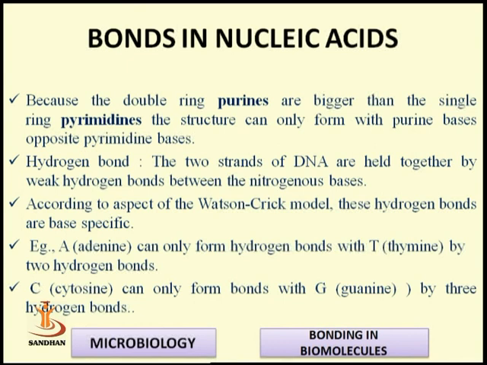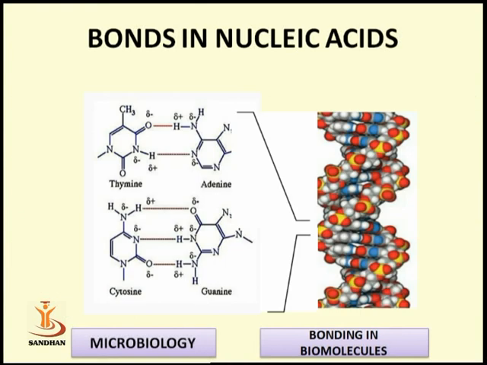According to the Watson and Crick model, these hydrogen bonds are base specific. For example, adenine can only form a hydrogen bond with thymine by 2 hydrogen bonds. Similarly, cytosine can only form a bond with guanine by 3 hydrogen bonds. Here you can study the exact structure of hydrogen bonding inside the DNA. That is, thymine bonds with adenine by a double hydrogen bond, and cytosine makes a triple hydrogen bond with guanine. So this was another, the second type of bond present inside the DNA.